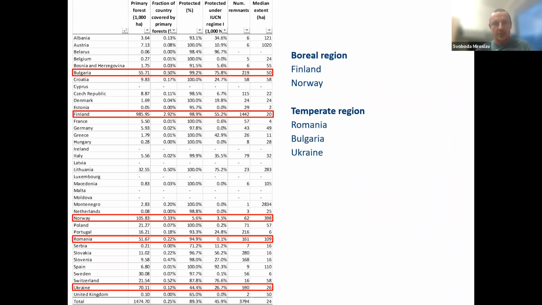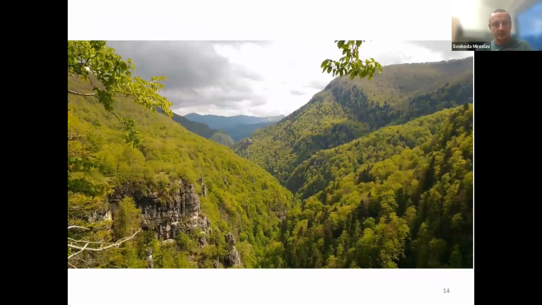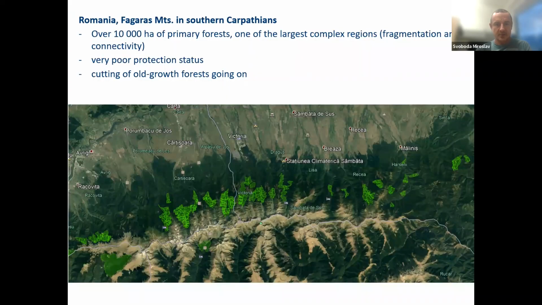Again, I don't want to go into the detail of why it's happening. But what's important is that we have nice, not only stands, but sometimes even landscapes, small landscapes with remaining primary forest. Here is an example of the Romanian Făgăraș Mountains, where we find really beautiful, untouched old-growth and primary forest, which doesn't have almost any protection. And it's not only isolated fragmented stands, but we really have a small landscape with 10,000 hectares of remaining primary forest.